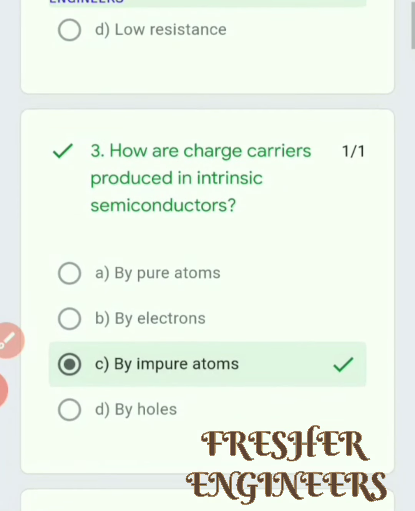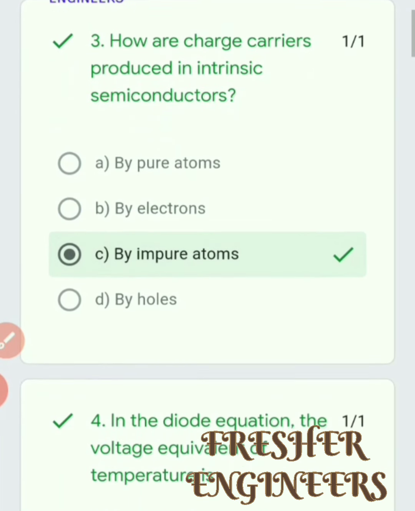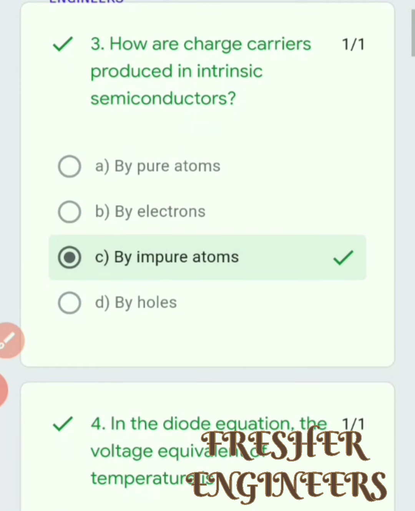How are charge carriers produced in intrinsic semiconductors? By impure atoms. Hence, the correct option is C.